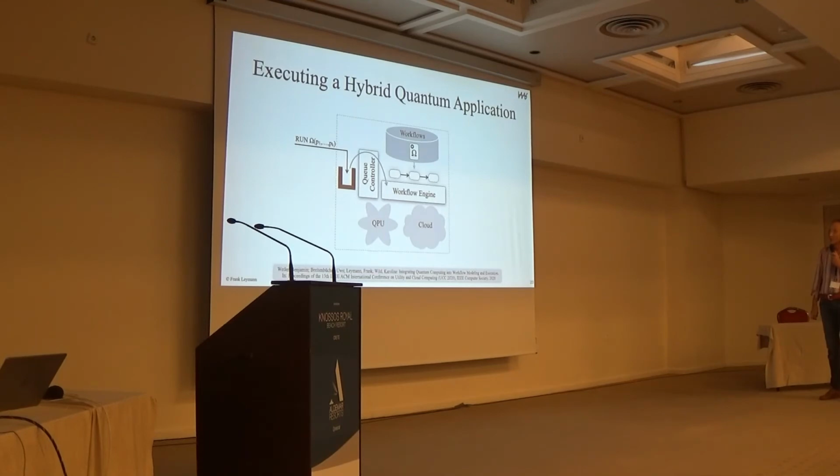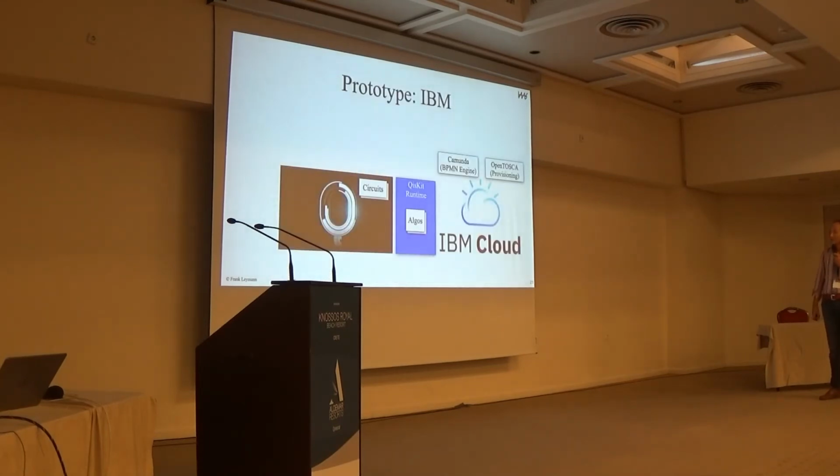And then we wanted to prototype it, and what we have done is we have built a prototype with IBM. So we put the Camunda engine in the cloud, and OpenTOSCA, a provisioning software, into the cloud. And then the workflow runs, as I said before, and then we use the so-called Qiskit Runtime, where the algorithms are basically run and the circuits are then executed on an IBM quantum computer.